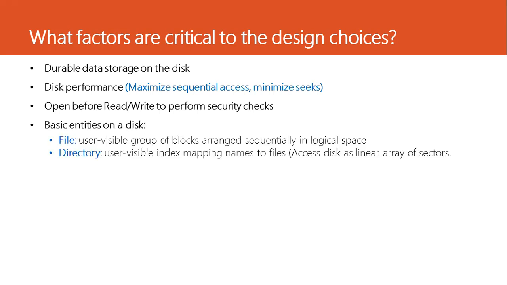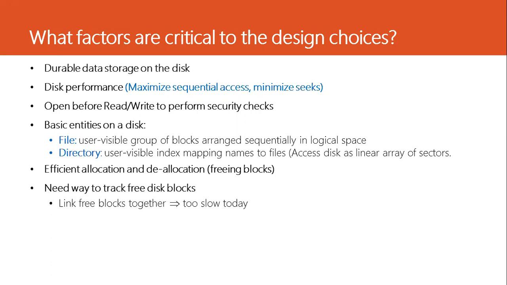So, basic entities on disk are files and directories. Files are a user visible group of blocks arranged sequentially in the logical space. Usually, a directory is a hierarchical structure, which is a collection of files with information in them. We also need to allocate and free blocks such that access remains efficient.